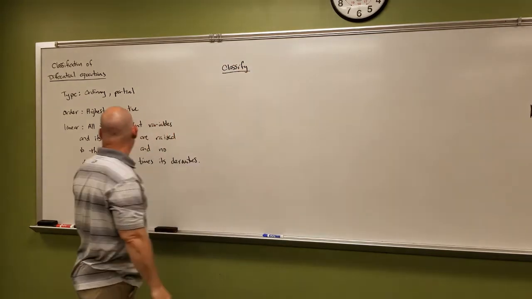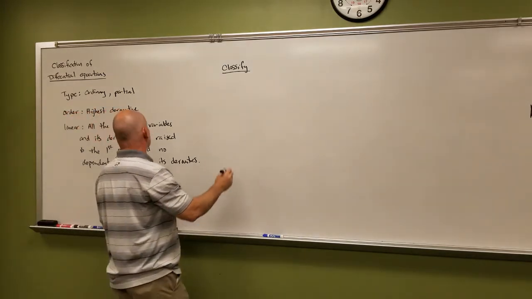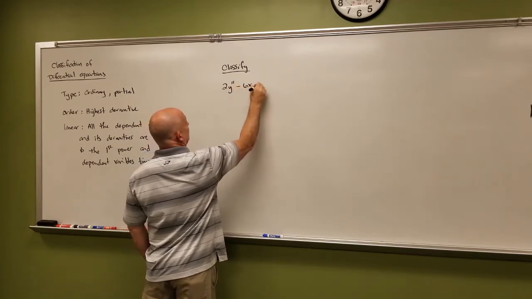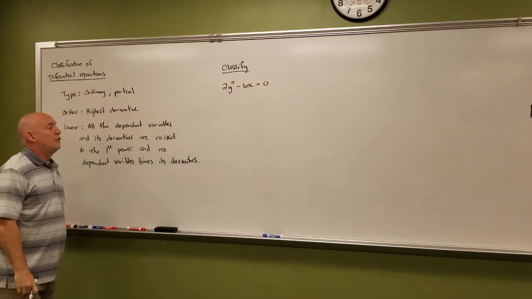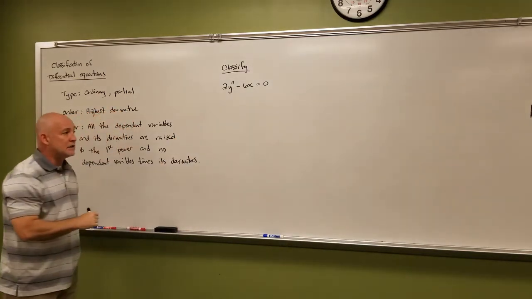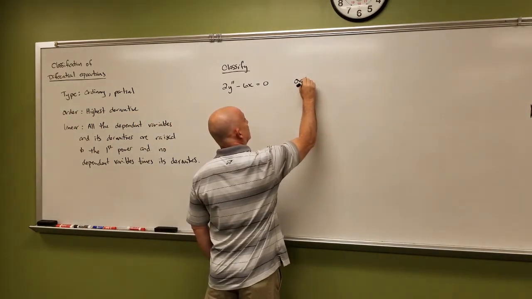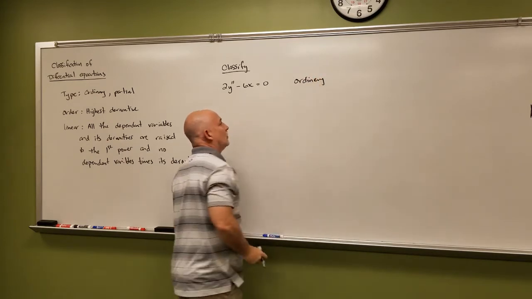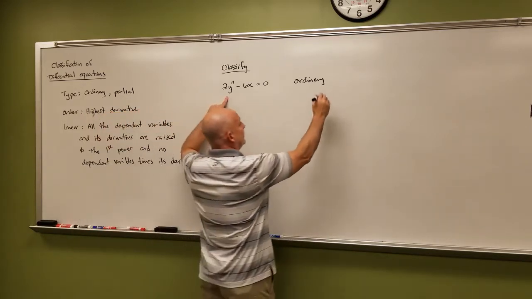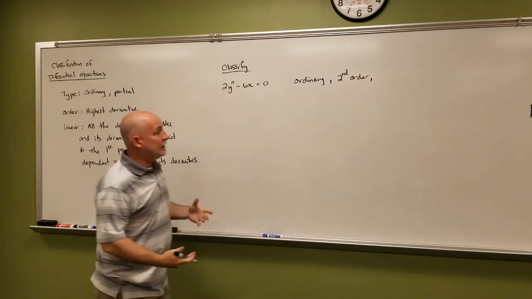Using just these three basic ones. We're going to add a bunch of stuff to this as we move along. If we take a look at, let's say, 2y double prime minus 6x is equal to 0. If we had to classify this, since I'm using the prime notation, that means this is an ordinary differential equation. So our first classification, type: ordinary. The order, since this is the second derivative, would be second order. Now, is this linear or nonlinear?